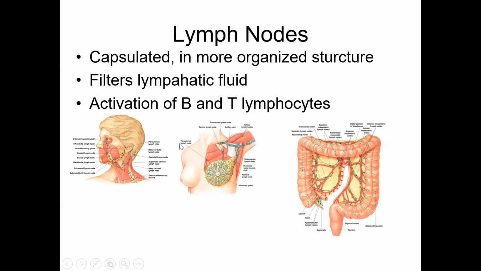Now lymph nodes. Lymph nodes are considered lymph organs. Remember how you define an organ? Two or more different types of tissues grouped together that have a common function or functions. So lymph nodes are considered lymphatic organs because more than two types of tissues are involved in forming this structure.